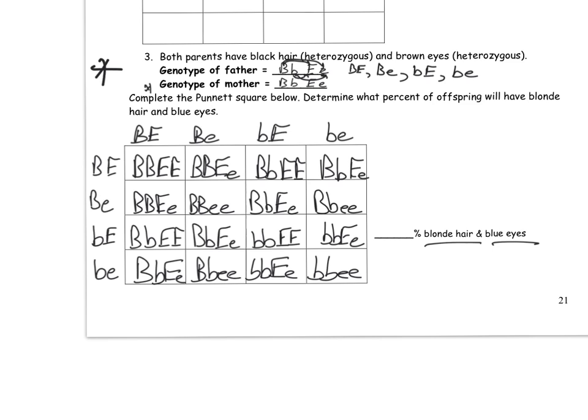So think about that. When you have somebody who's heterozygous for both, what percentage are you going to get with blonde hair and blue eyes? What percentage of all these genotypes are you going to get with brown eyes and black hair? There's only going to be one of these guys as well.